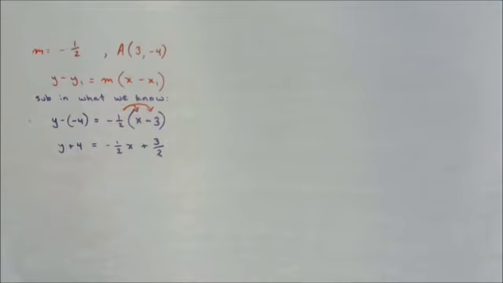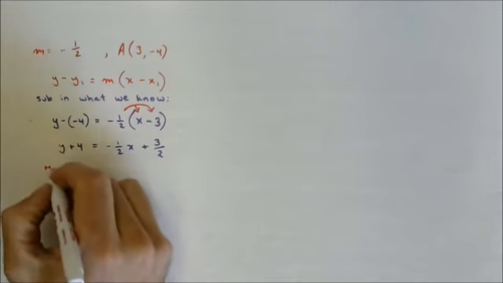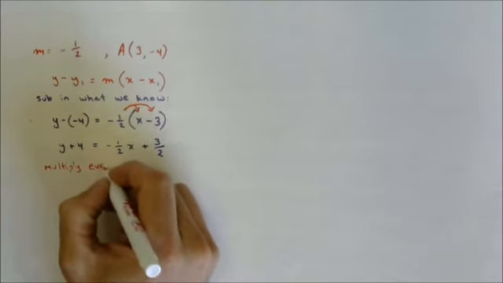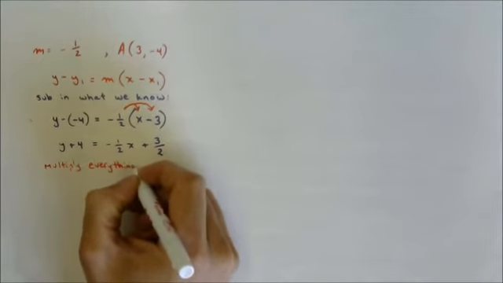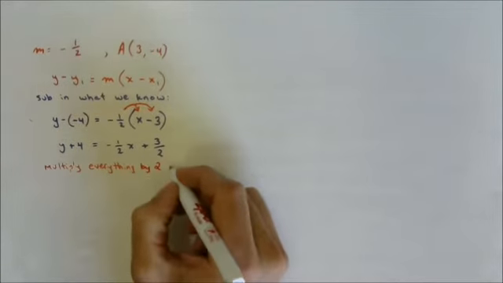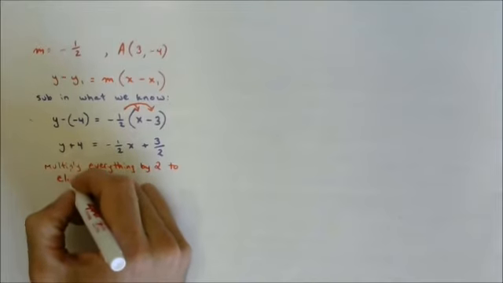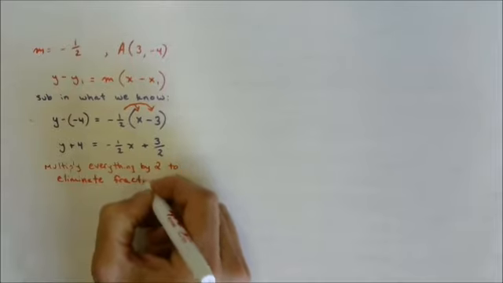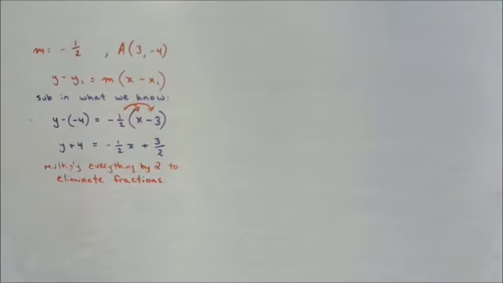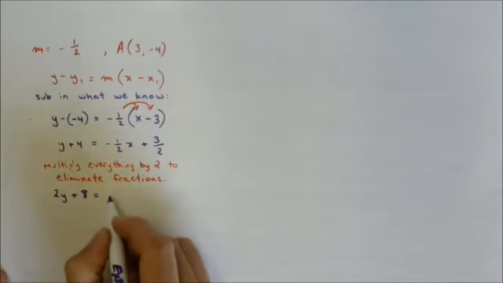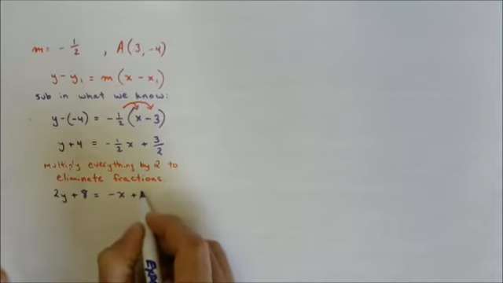So I'm going to make a little note of that. Multiply everything by 2 to eliminate fractions. So I have 2y plus 8 on the left. I have -x plus 3 on the right.